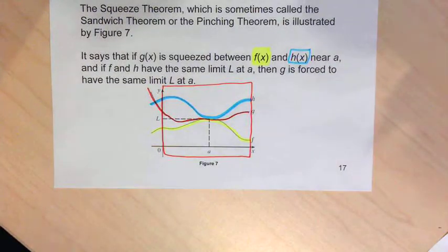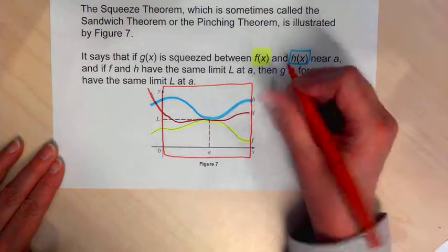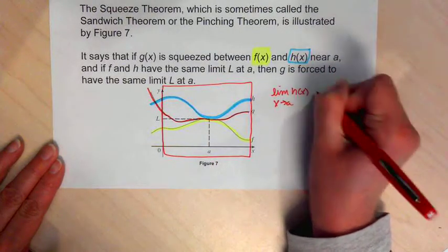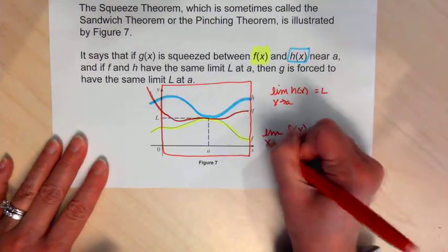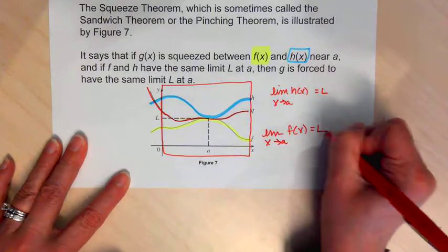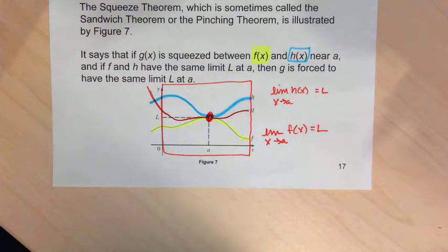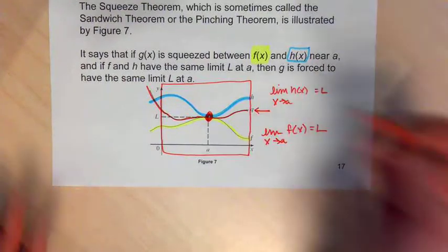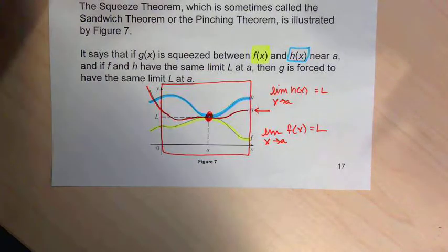What we have from that is that if the limit of h as x approaches a is equal to L, and the limit of f as x approaches a is also L, so the limits of the blue and yellow functions are approaching the same value, then what the theorem tells us is that the limit of g must also equal L. We'll work a little bit more with the squeeze theorem in class, but make sure you're somewhat familiar with it before you get to class.